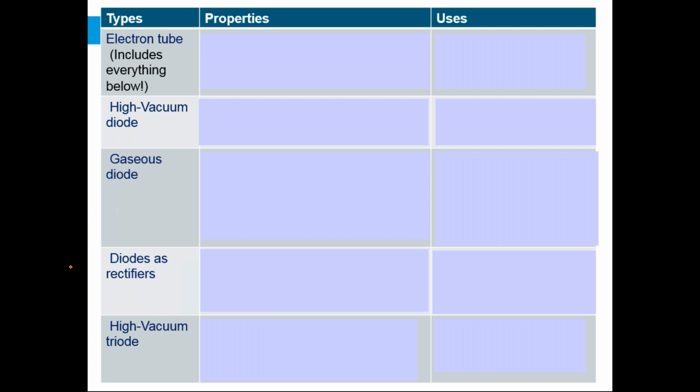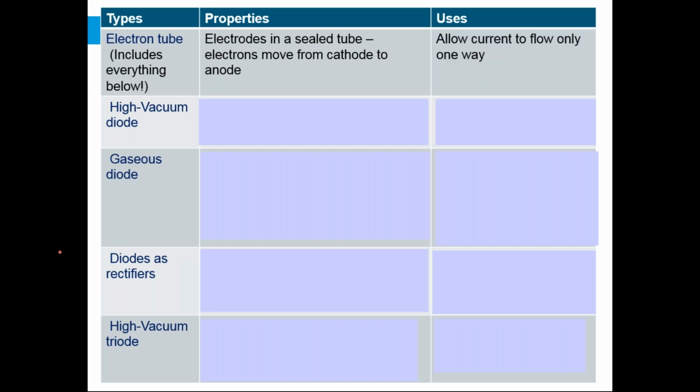So these different diodes can be electron tubes. There's other ways to have diodes, but in general, their properties are that you've got electrodes, which is a cathode and an anode, sealed in a tube, and the electrons move from the cathode to the anode. So they're used anytime you want the current to flow one way. You can use an electron tube.